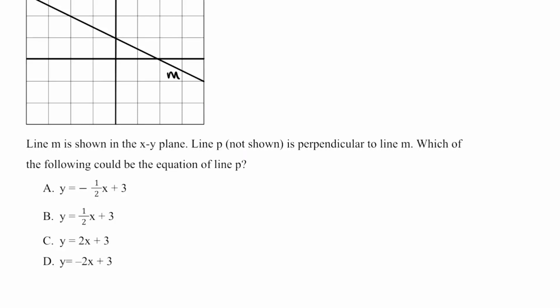Line M is shown in the xy plane. Line P, not shown, is perpendicular to line M. Which of the following could be the equation of line P? First, we need to find the slope of line M.